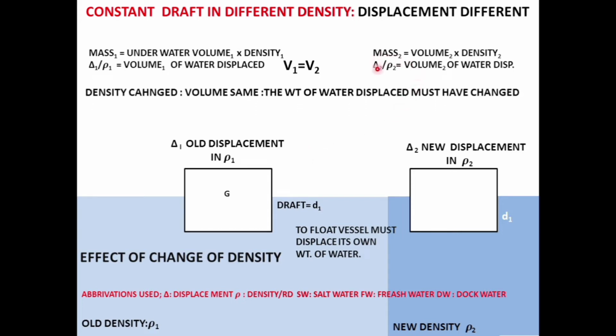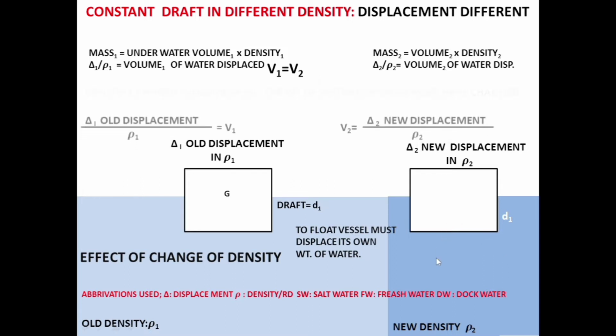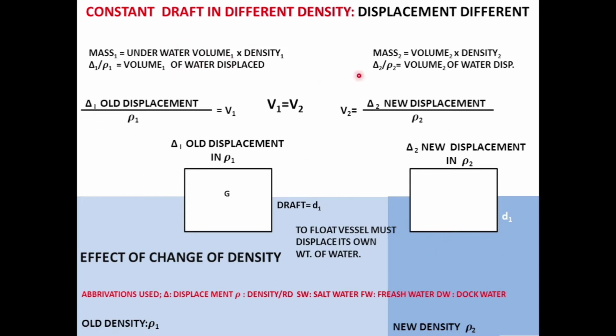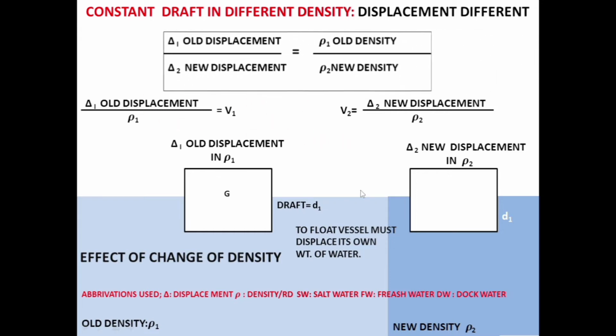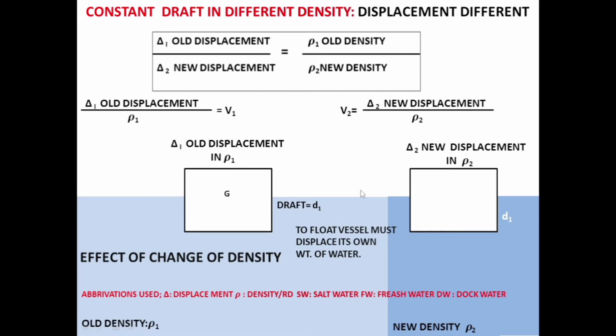Now if you look at this equation here, if the densities have changed, then definitely your weight would change so that we can have the same volume on either side. So if the density changes and the volume is the same, the water displaced would be different. Now just equating these two, the relation we get is old displacement divided by new displacement is equal to old density divided by new density.